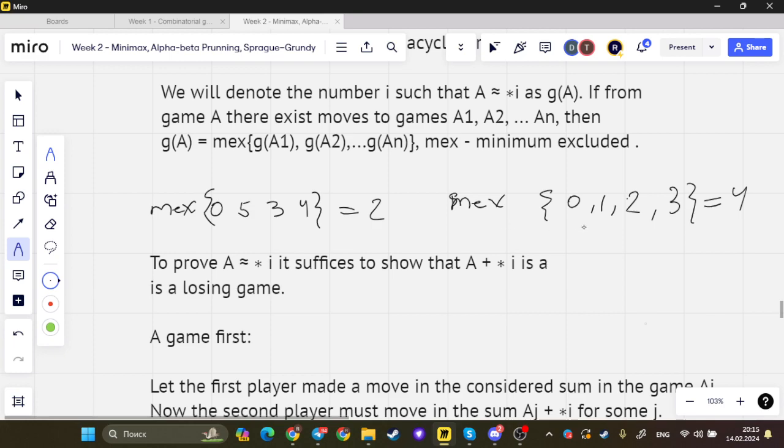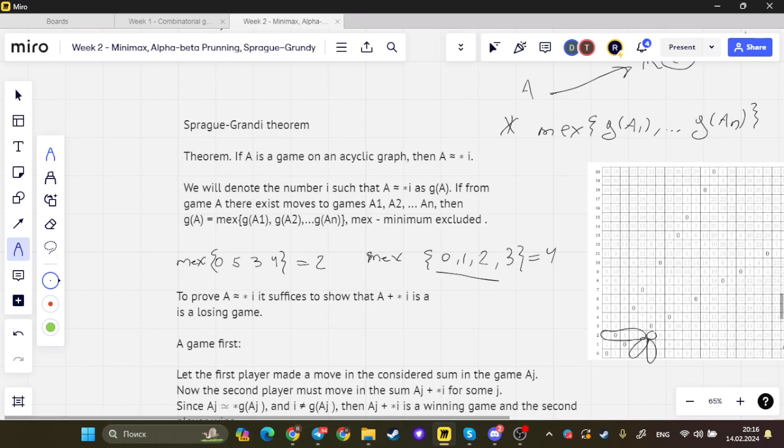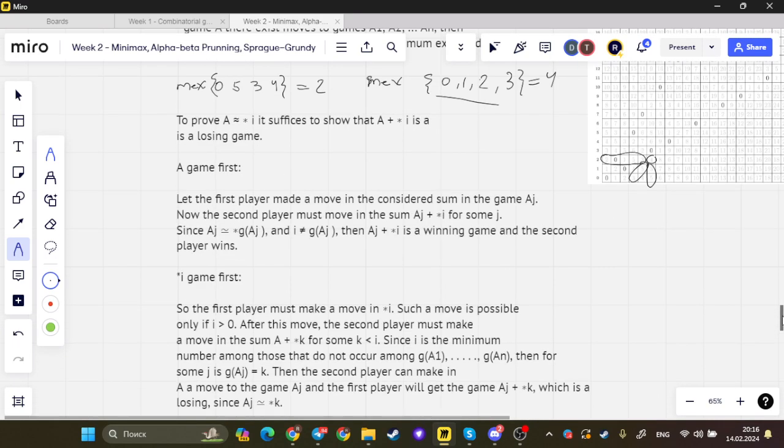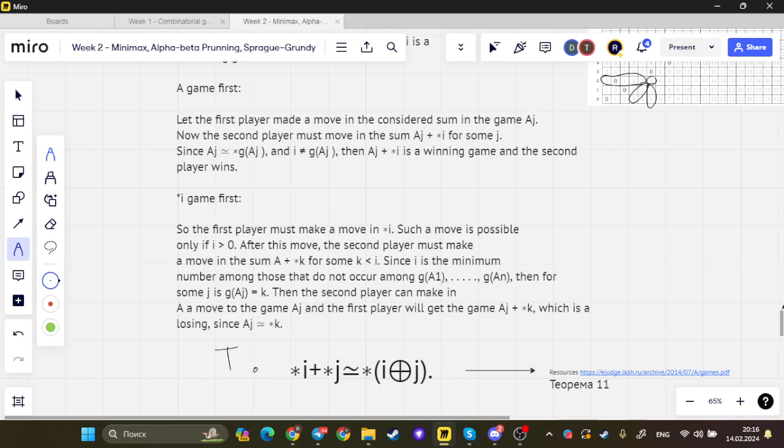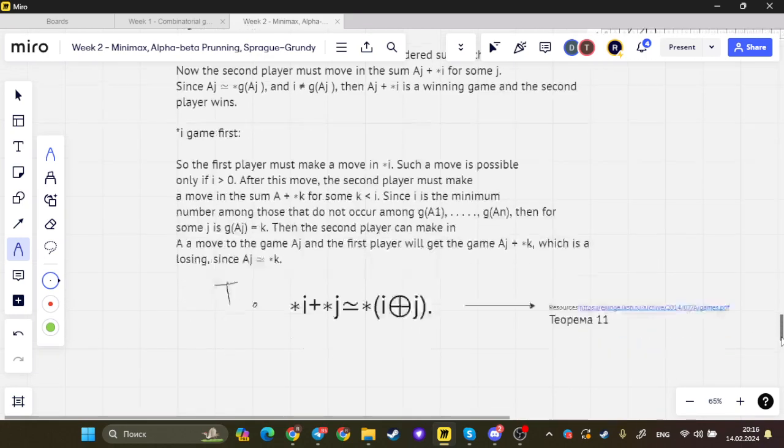Okay, by the way, if you have some segment that begins from zero, it means the mex of this segment is max plus one. I thought that I need to prove this fact because this fact is most useful for us.